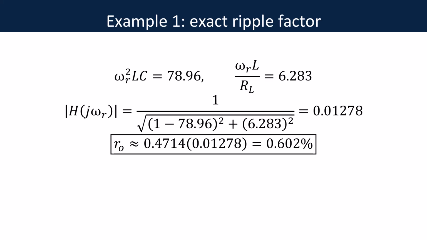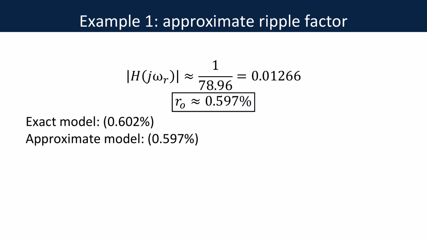0.01278. Multiplying by the dominant input ripple ratio, 0.4714, gives an estimated output ripple factor of 0.00602, or 0.602%. The high attenuation approximation replaces the complete denominator by omega R squared LC.